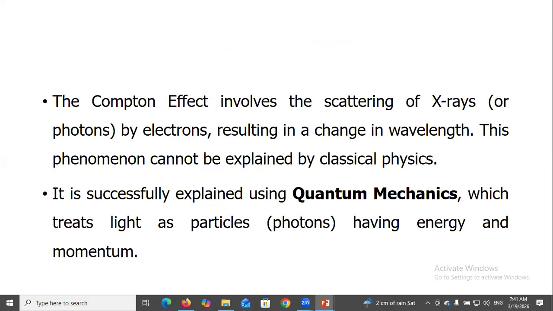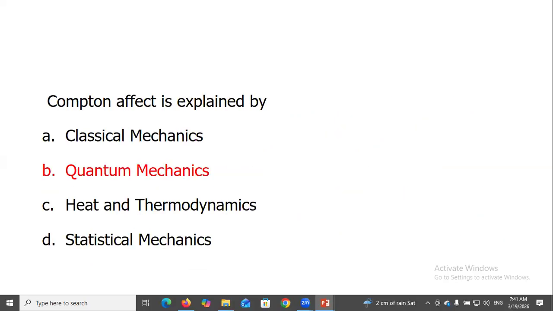The Compton effect involves the scattering of X-rays or photons by electrons, resulting in a change in the wavelength. This phenomenon cannot be explained by classical physics. It is successfully explained using quantum mechanics, which treats light as particles, photons, having energy and momentum.